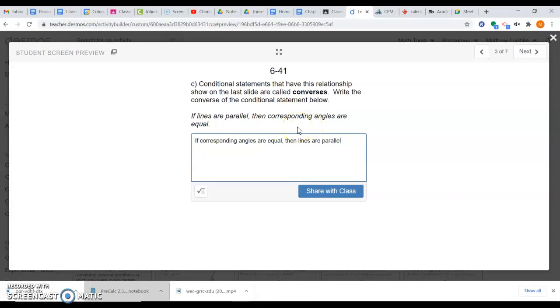Well, that's true. Is it true the other way? If corresponding angles are equal, then lines are parallel. Well, it is true that way too. So it's kind of nice. We're going to try to think of some examples later on in this lesson of things that are true both ways.